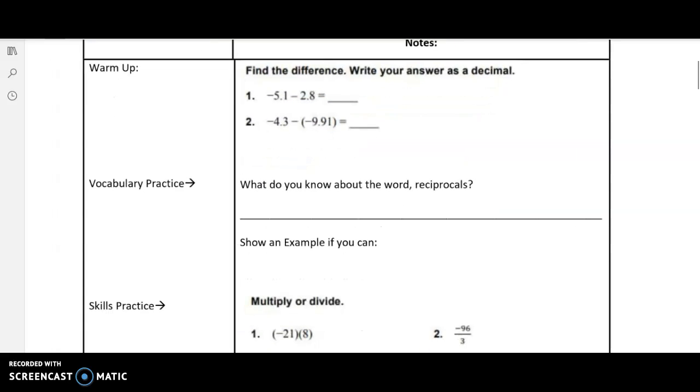The warm-up should be completed already before you're watching this video, and we are actually going to go over the warm-up during our next class.